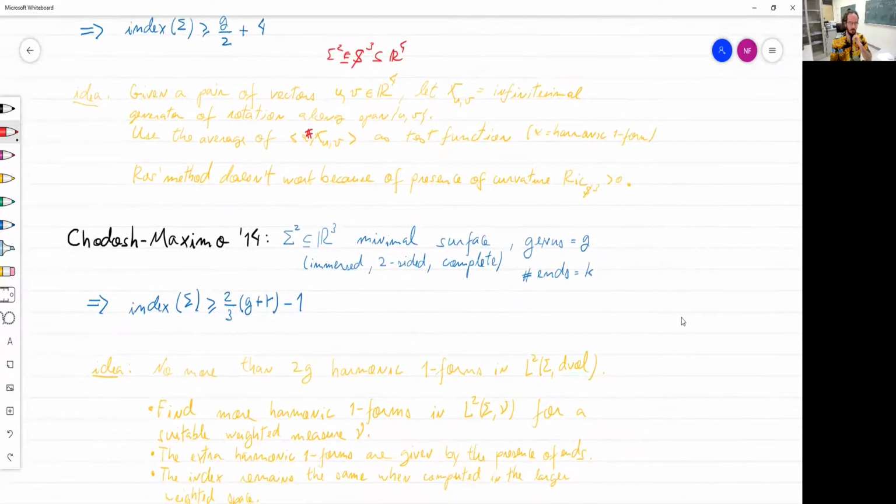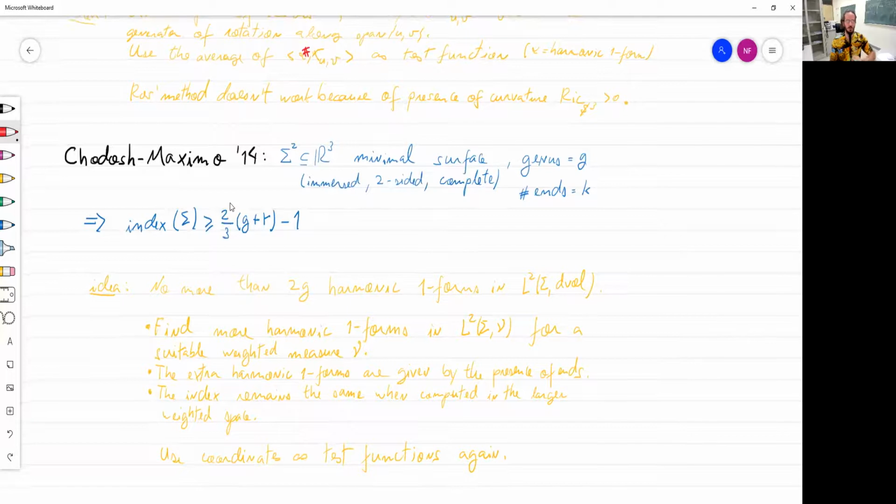And now finally, a more recent result by Chodosh and Maximo. You have a minimal surface in R3, genus G, and number of ends R. Of course, all minimal surfaces in R3 are non-compact. Then the index is greater or equal than this number, 2/3 of G plus R minus 1.